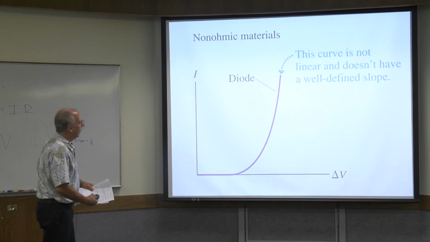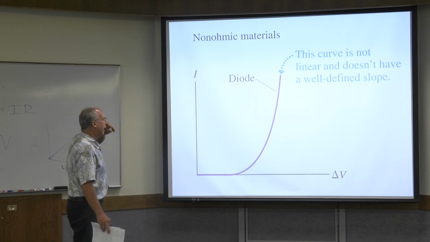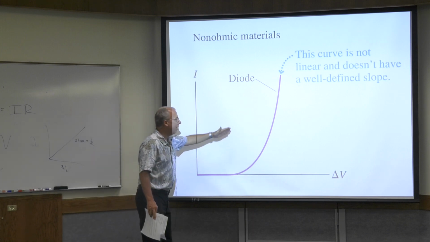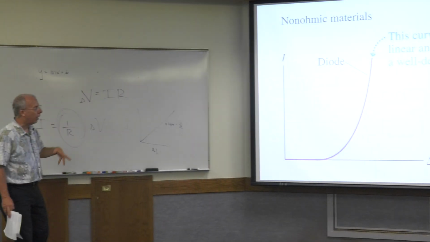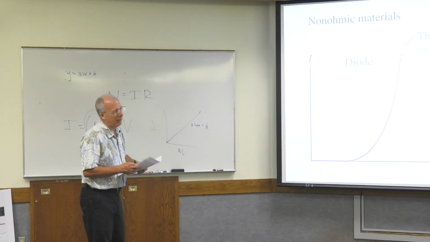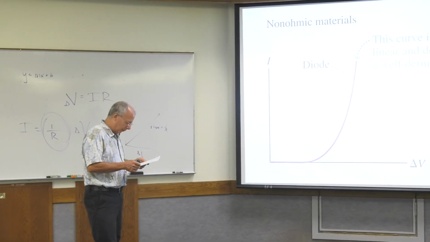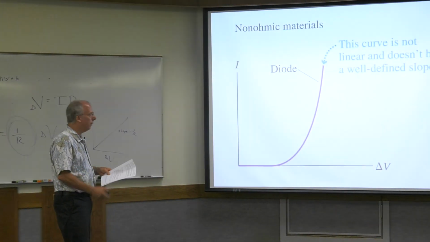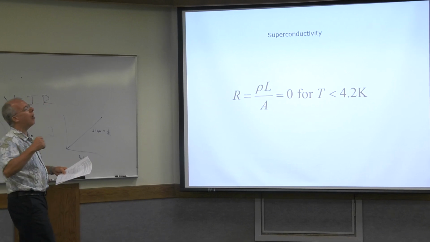Look at this non-ohmic material, a diode. Is that a straight line? Certainly not. That means the resistance is not constant, so Ohm's law does not work. That's why, even though everybody calls it Ohm's law, it's not really a law. It only works for conductors.